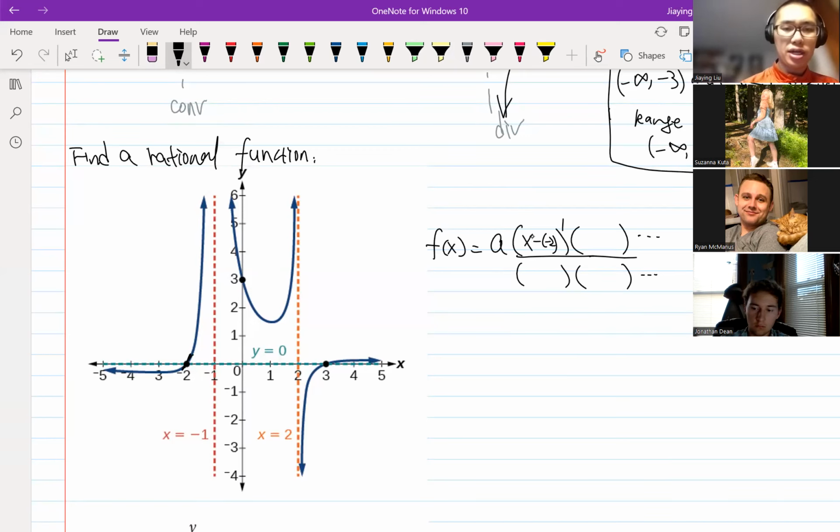And it looks like another x-intercept we have is at 3. That's also going to be a straight cross, so x minus 3 to the power 1. And there's no other x-intercepts.